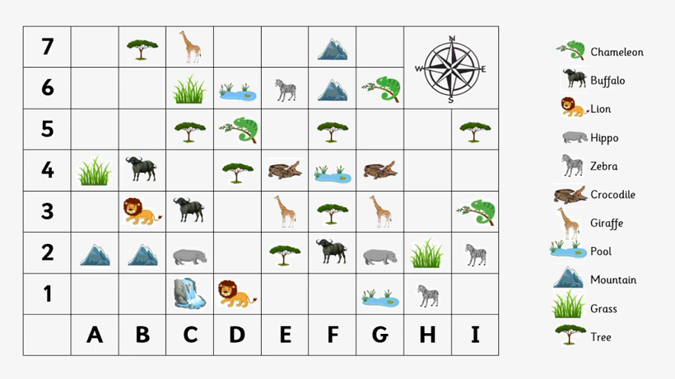Let's have a look together. We start in box E7. Remember, always along and then up. E7, facing north. We make a half turn clockwise. So we actually turn all the way around and we're facing south. Then go 4 steps forward. 1, 2, 3, 4. We landed on a giraffe. So the answer to number 5 was giraffe.